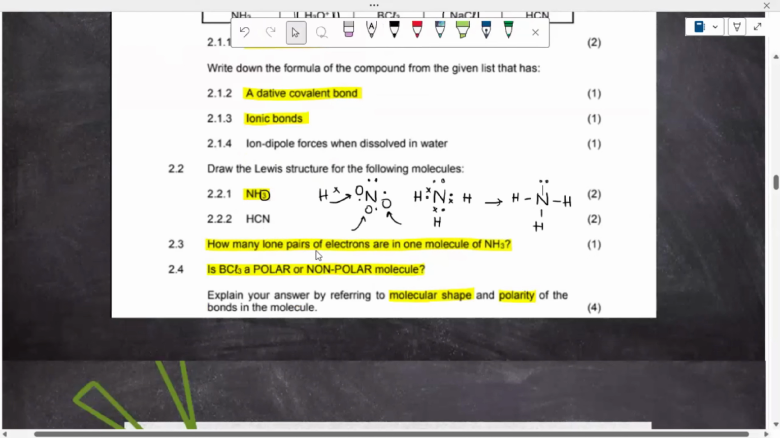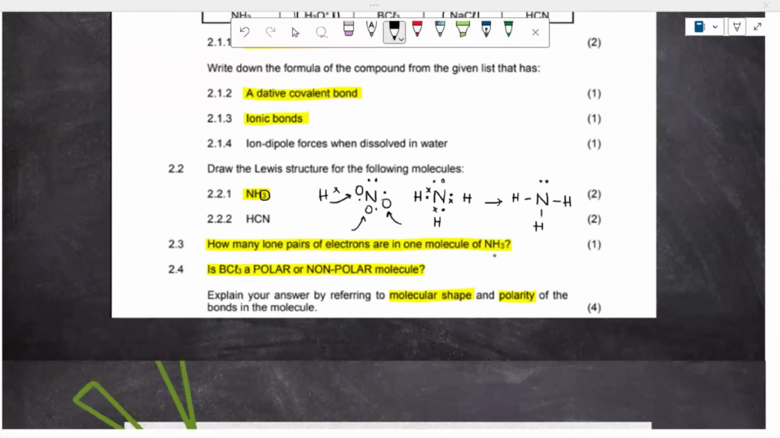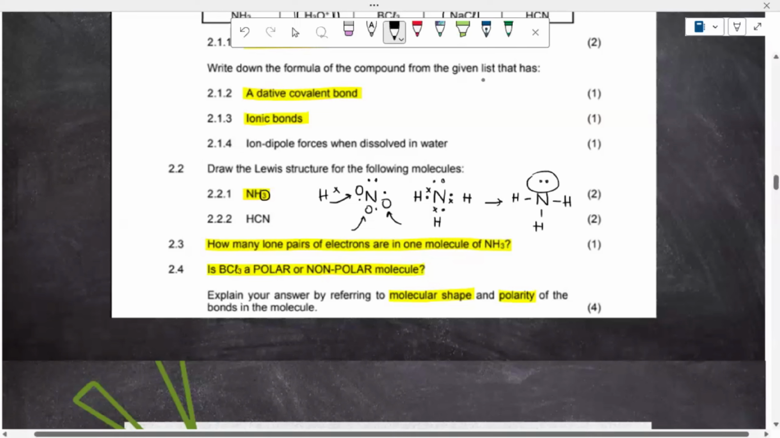Then 2.3 asks us how many lone pairs of electrons are in one molecule of NH3. It's kind of there for you, but I still want you to tell me in the chat, how do you identify a lone pair, and how many? Okay, so here you say there's one. Cool. The way we identify a lone pair is, remember, it's a pair of electrons that are not bound, so they're not the bonding pair. So our lone pair would be this lone pair of electrons over here, and Bettsway was right in saying that it's 1.